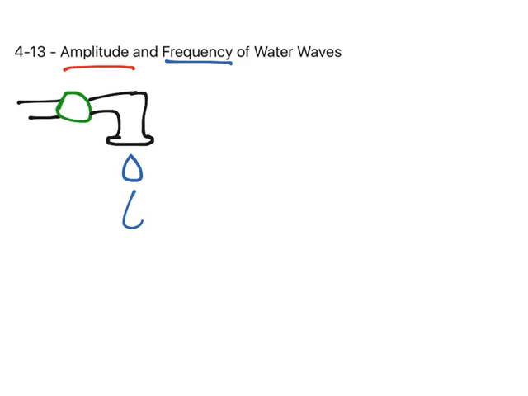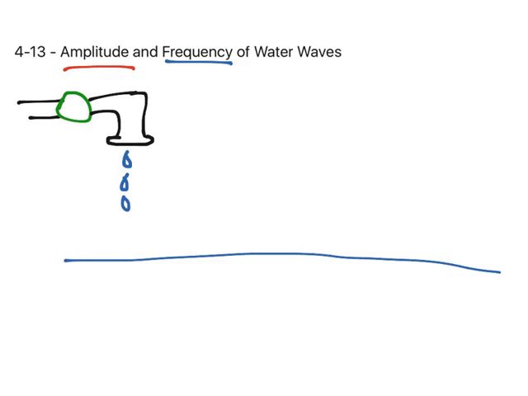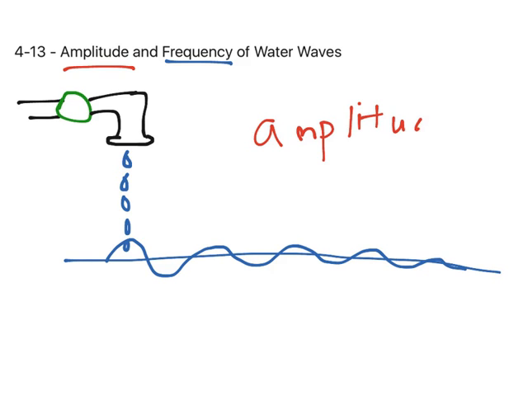So first, let's think about the amplitude of the wave. Let's say this is where some water can come down. If we turn down the faucet so the water drops are very small, then when the water drops fall down here, the waves that they make will also be very small. Like that. When that happens, we can say that the amplitude is small.